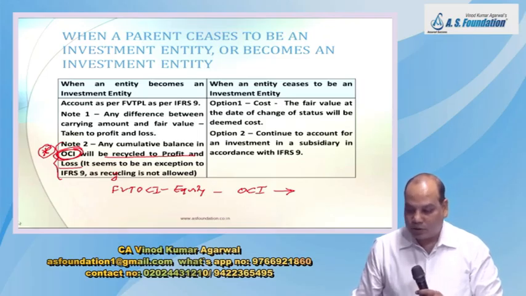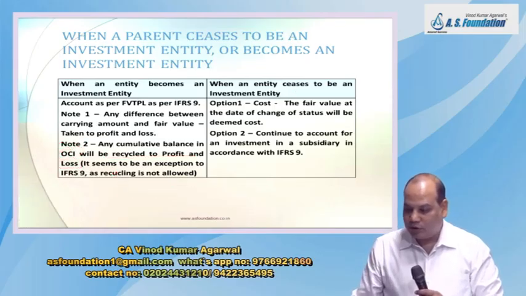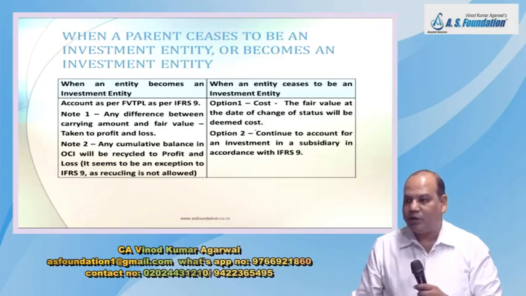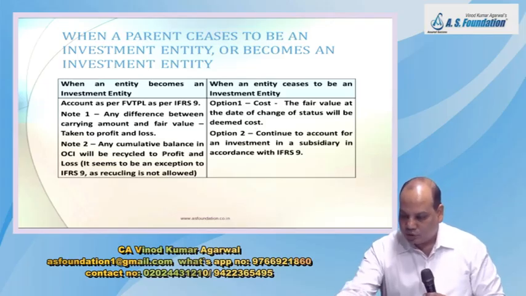Now look at this column. Earlier it was an investment entity, but now it is no longer an investment entity. So earlier what model were they following? FVTPL. Now they can follow either cost model. So fair value on the date of change of status will become the deemed cost. So don't do anything, but this will become the cost for future accounting.